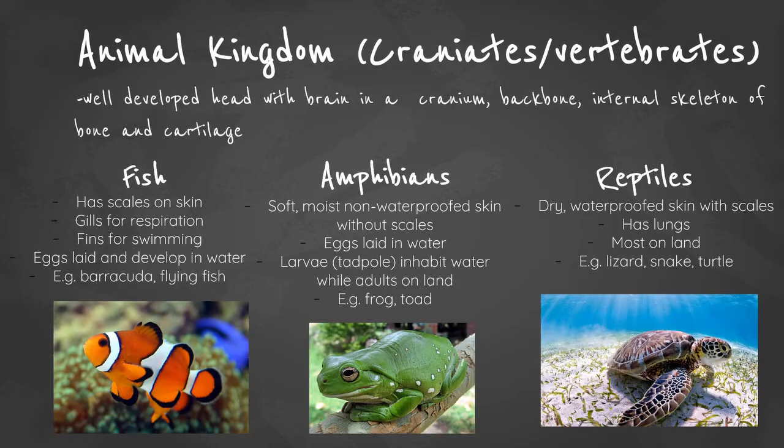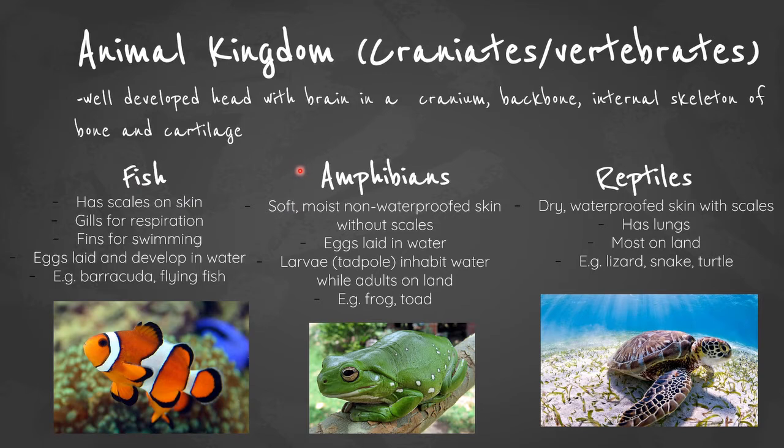The next group in the animal kingdom that we'll look at are the craniates or vertebrates. They have a well-developed brain, in a cranium, a backbone, and internal skeleton of bone and cartilage. The first group we'll look at are the fish. Fish have scales on their skin, gills for respiration, fins for swimming, and they lay eggs that develop in water.